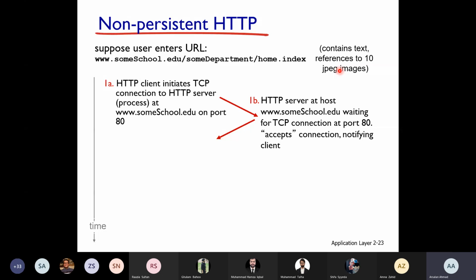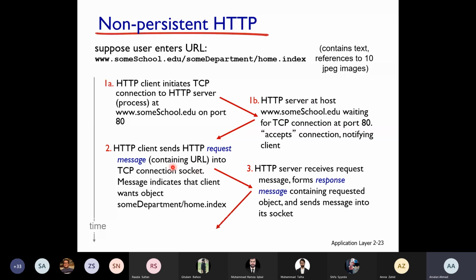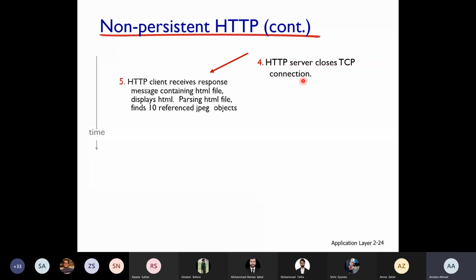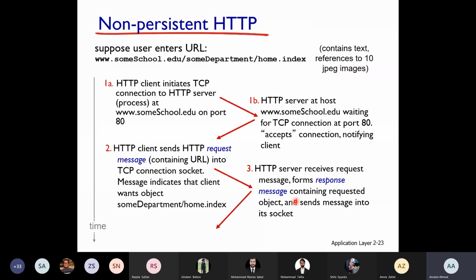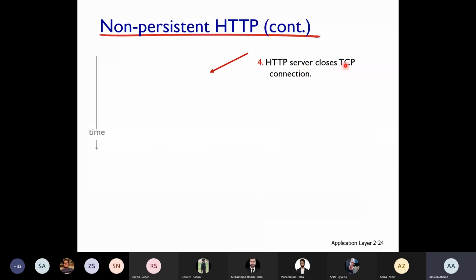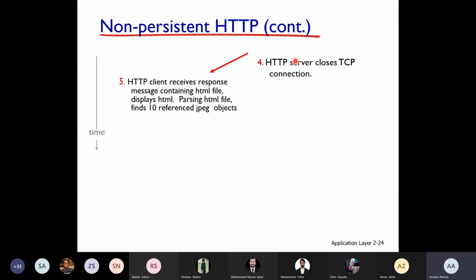So the process is shown over here. The HTTP client initiates the connection on port 80. The HTTP server accepts the connection. Let's be a bit fast. The client sends the request that, okay, I want to get this web page. The server receives the request and sends the message back to the client, and then the server immediately closes the connection. This is non-persistent HTTP. After sending, it immediately closes the connection.